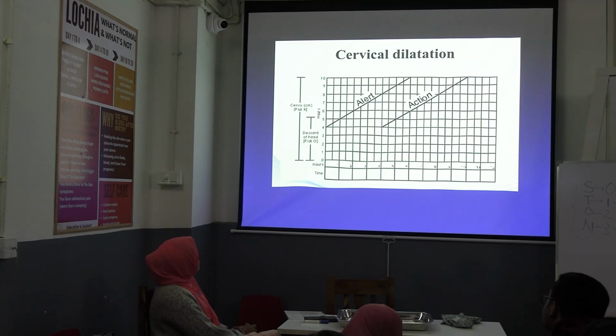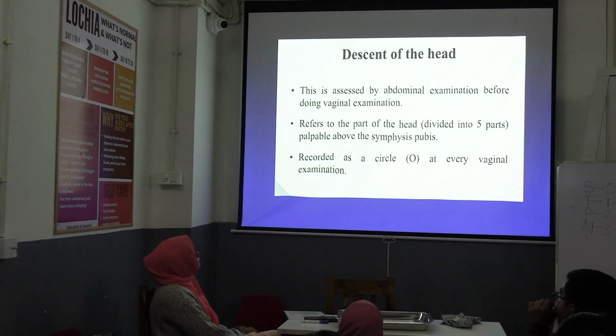And this is the descent of head. It is plotted as 0. Here we can plot it as 5 by 5, this is 4 by 5, 3 by 5, 2 by 5, 1 by 5, 0 by 5. Okay, and this is the time in hours. One small square is half an hour, one big square is 1 hour. Okay, this one square is 1 centimeter.